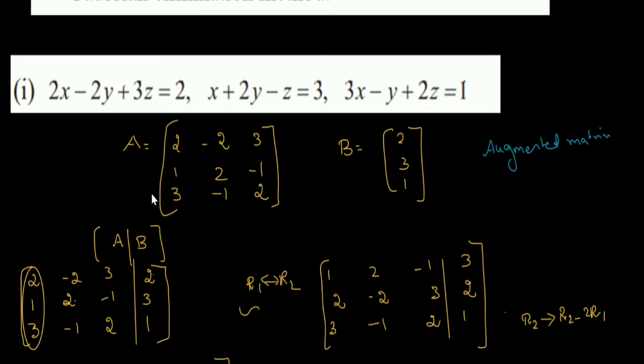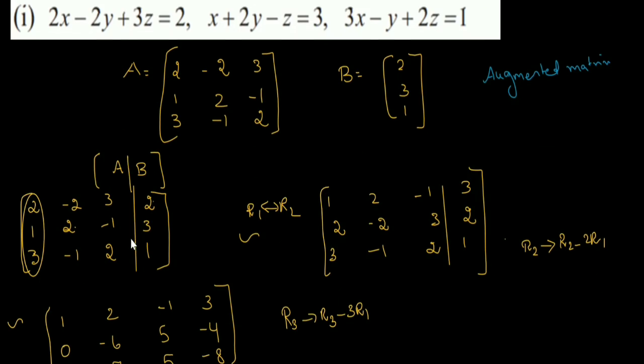So what is the matrix A? Matrix A consists of the coefficients, that is 2, minus 2, 3, 1, 2, minus 1, 3, minus 1 and 2. Matrix B consists of the constants, that is 2, 3 and 1. Now we have to write the matrix A on the left and matrix B on the right.